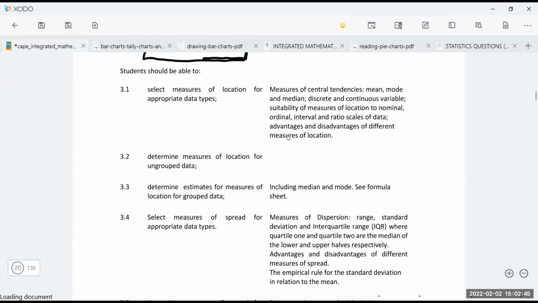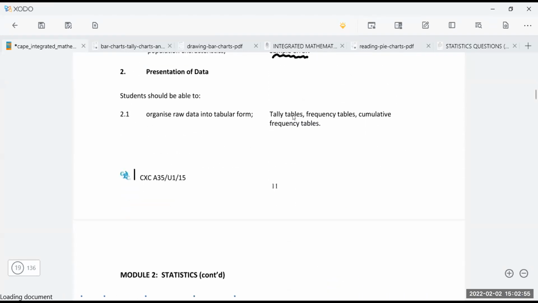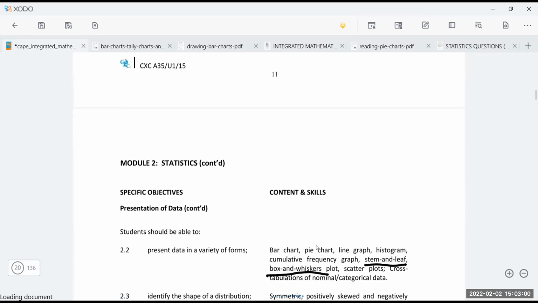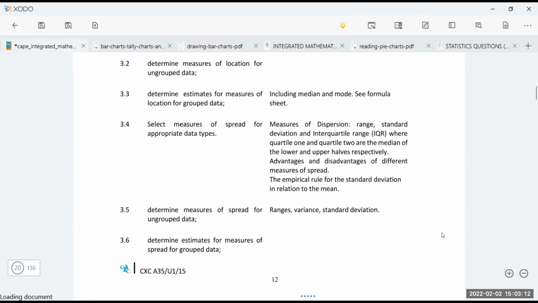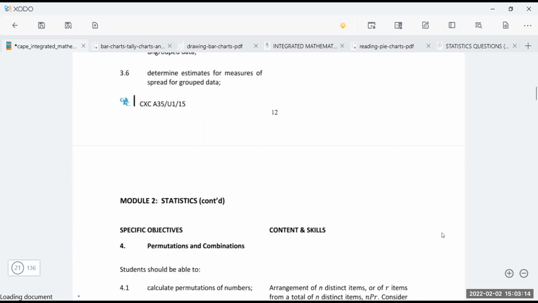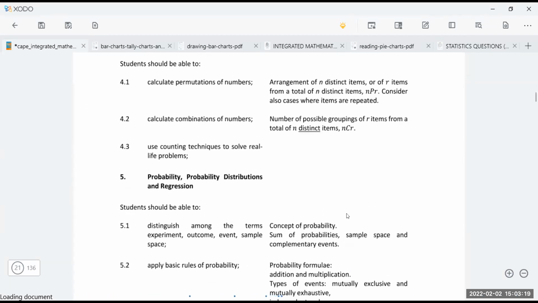We want to cover bar chart, pie chart, histogram, cumulative frequency, all of that, the different ways we can present data. Tally charts, frequency tables, cumulative frequency, bar chart, pie chart, line graph, histogram, all of that we're going to do today, except the scatter plot. We're going to do the scatter plot lastly when we're looking at linear regression, because I like to combine the two. Is that okay? Yes, sir.